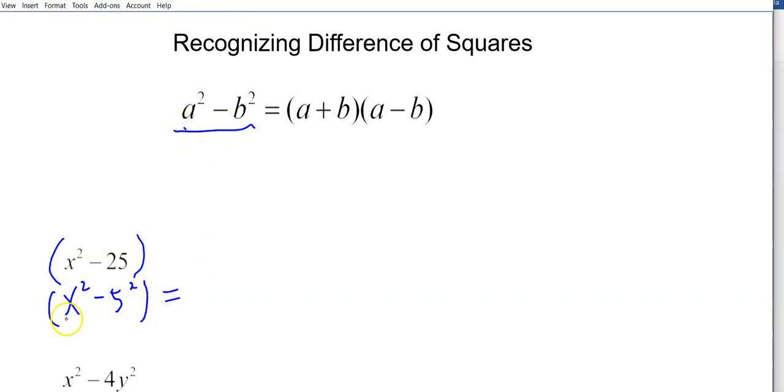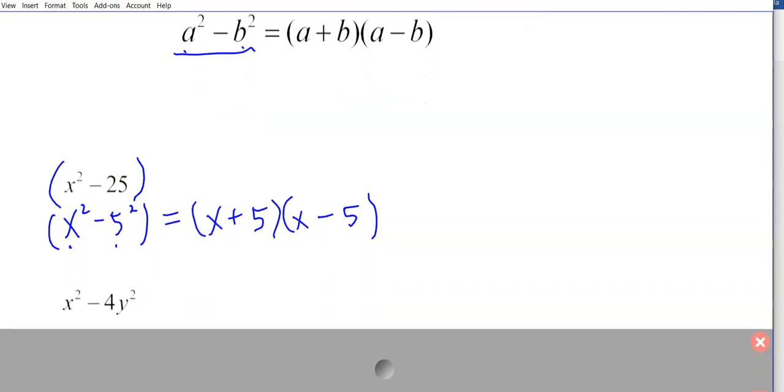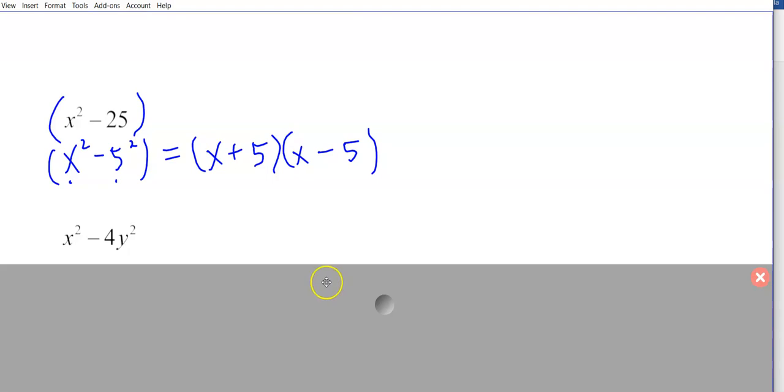A is obviously equal to x, and b is equal to 5 there. So the factoring of this would just be a plus b, a minus b. So it'd be x and x are your a terms, 5 and 5 are your b terms, and one of these is a plus and one of these is a minus. And you've probably seen this before. You'll get very familiar with this throughout Algebra 2.